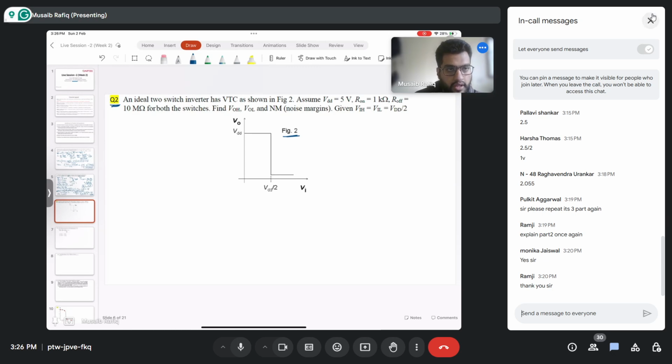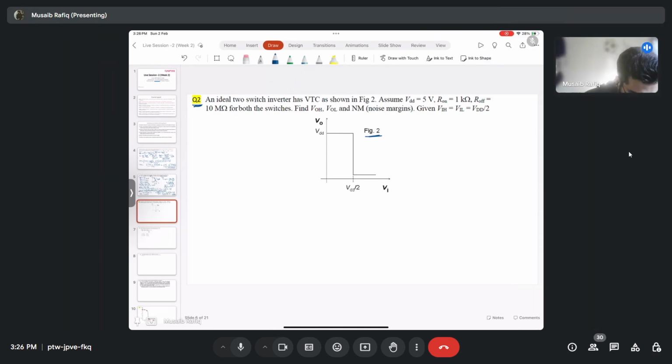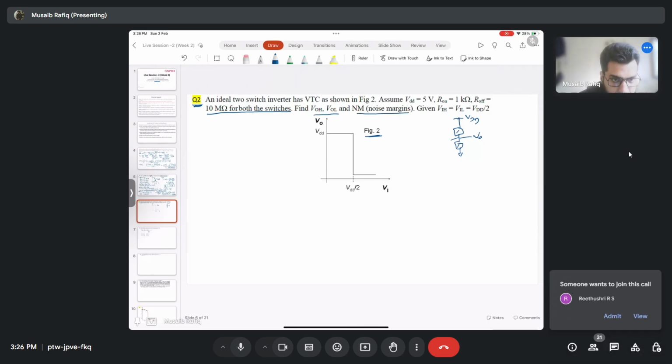So what we have is the ideal two switch inverter, basically one block here and another block here, one switch here and the other switch here. This is VDD, this is ground, and this is Vout. Now we assume VDD equal to 5 volts, R on equal to 1 kilo ohm, and R off equal to 10 mega ohm for both the switches. We need to find VOH, VOL, and noise margins.